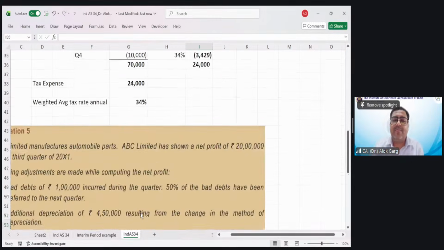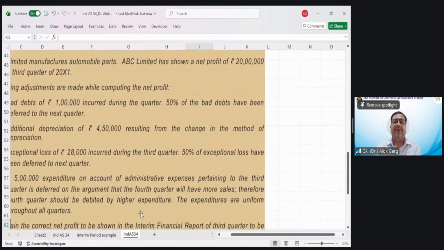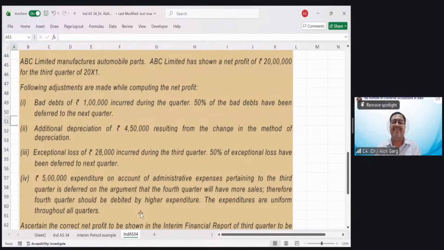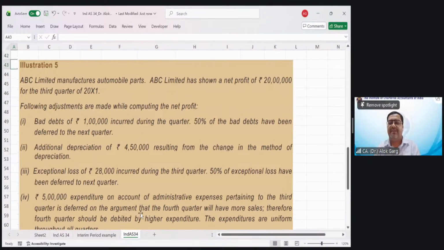Okay. Now illustration number 5, on the recognition and measurement in interim financial statements. ABC Limited manufactures automobile parts. They have shown a net profit of 20 lakh rupees for the third quarter of 2001.